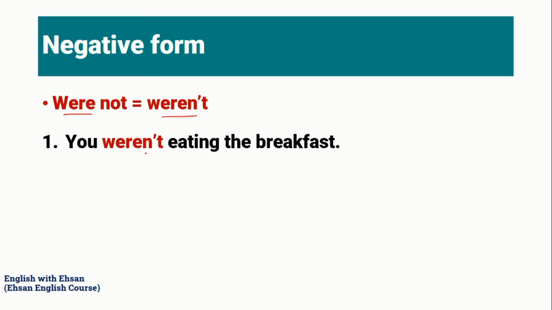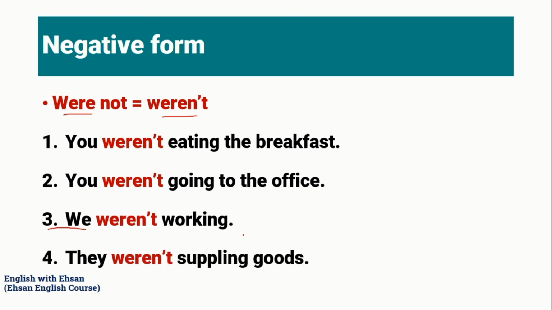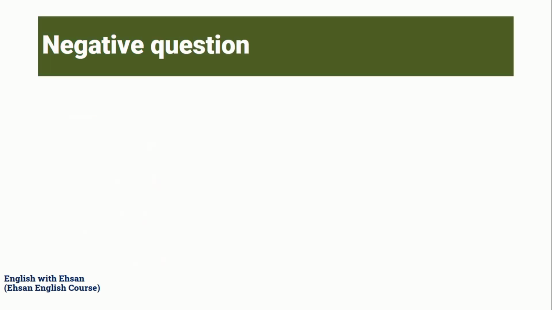Okay, negative form. Also, we were not is equal to weren't. We use the short form. Number one, you weren't eating the breakfast. Number two, you weren't going to the office. Number three, we weren't working. Number four, they weren't supplying goods.